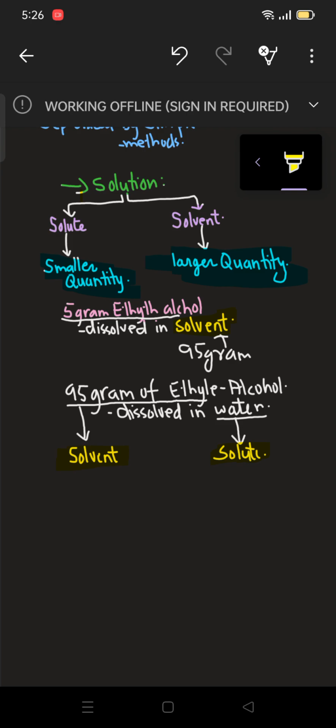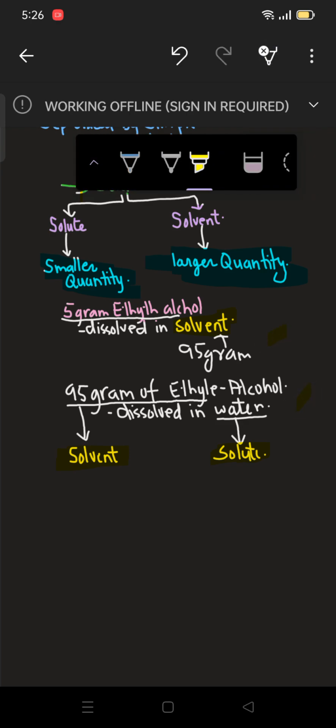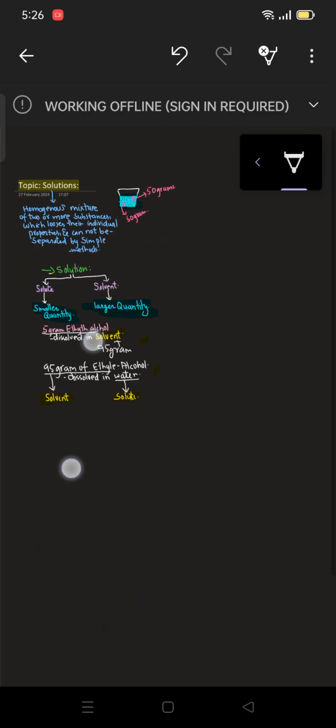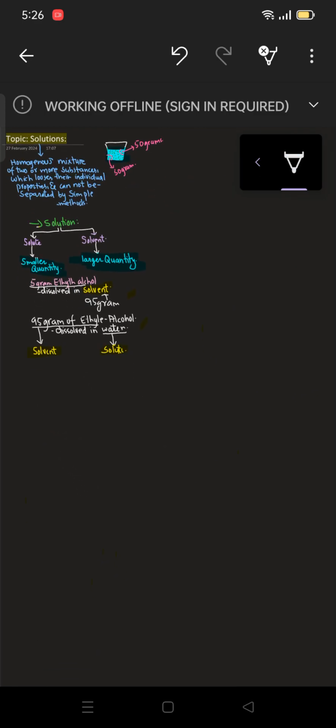So we actually understood or comprehended this by these examples as well. And I hope now these basics are clear, that what solutions are and what solutions are actually made up of. I told you about the homogeneous mixture as well. Homogeneous mixture is the uniform distribution of solute throughout the solvent.